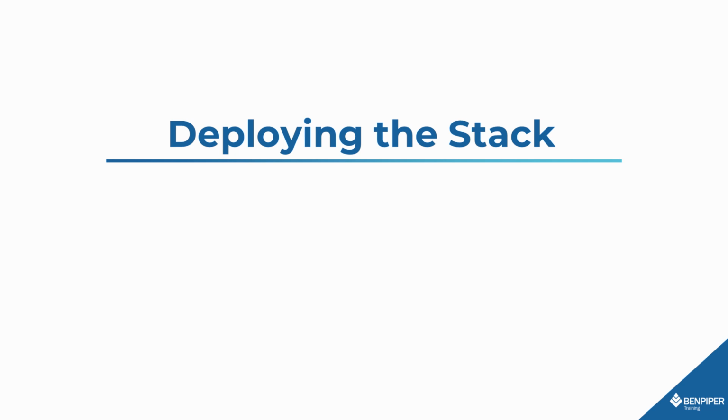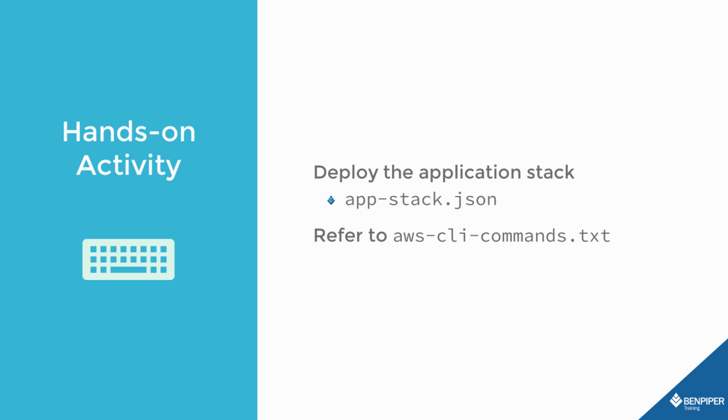We've reviewed the templates and we're almost ready to deploy our web application. Before we get started, please make sure you haven't reached your service limit for the number of VPCs. If you have hit your limit, make sure you delete one of your unused VPCs before proceeding. In this demo, we're going to deploy the appstack.json template.